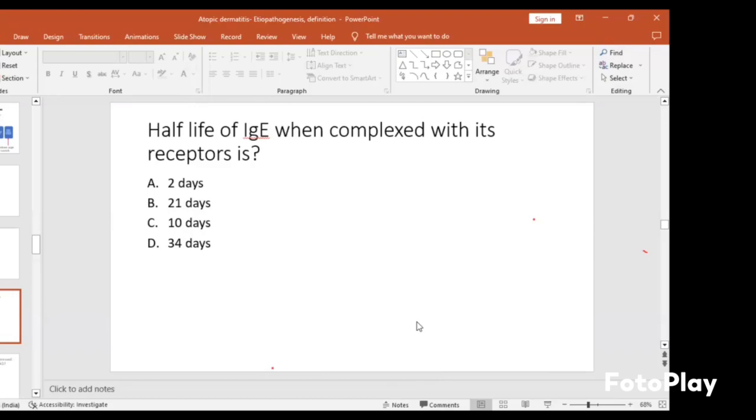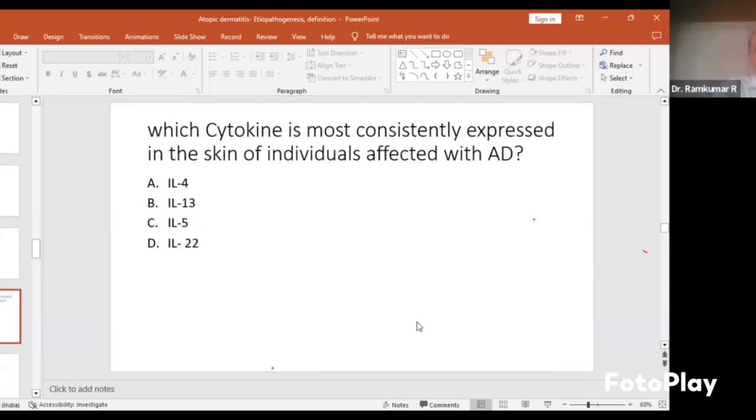Second question. Which cytokine is most consistently expressed in the skin of individuals affected with atopic dermatitis? Interleukin 4 is A, interleukin 13 is B, interleukin 5 is C, interleukin 22 is D. Please choose one option.